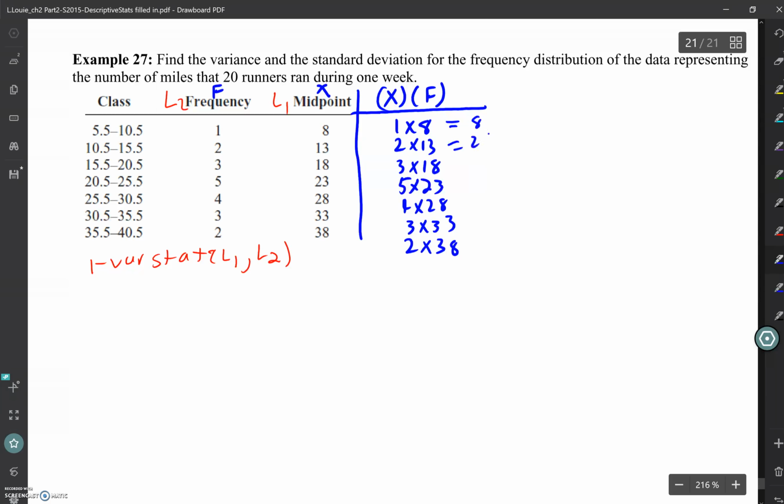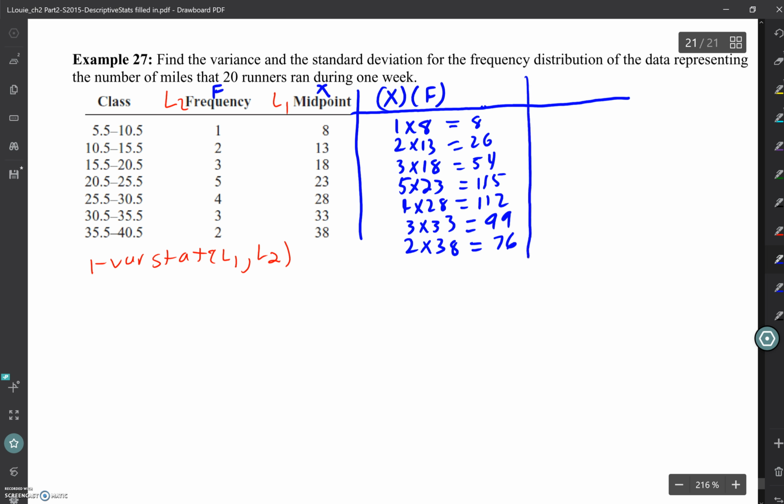So we get 8, 26, 54, 5 times 23, what was that? 115. 4 times 28, was that 112? And then 99 and 76, I think. That was the information we used for our mean last time.